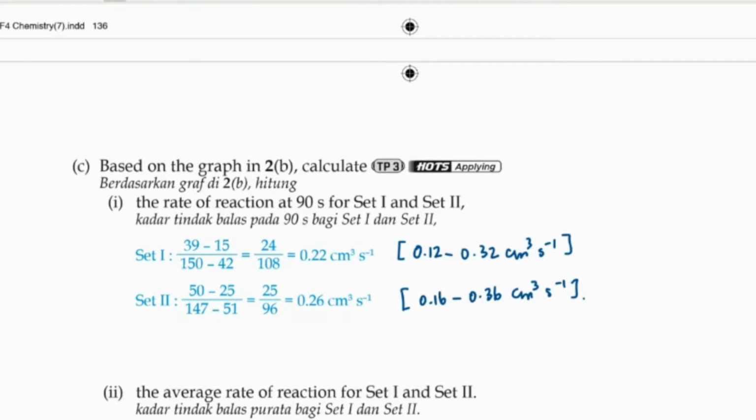Okay, has anyone tried already? Is your answer in this range, class? Haven't tried? Okay, if you haven't tried, you try again when you are free.